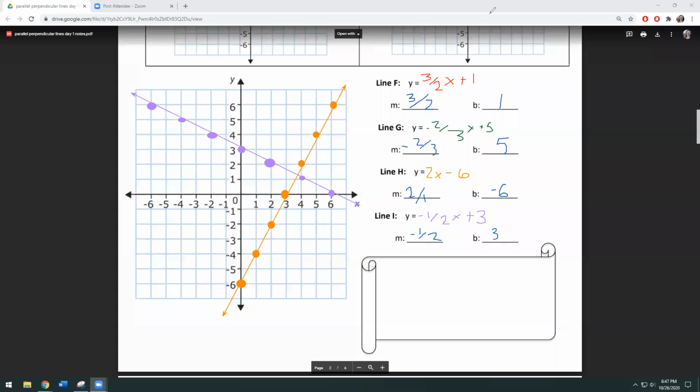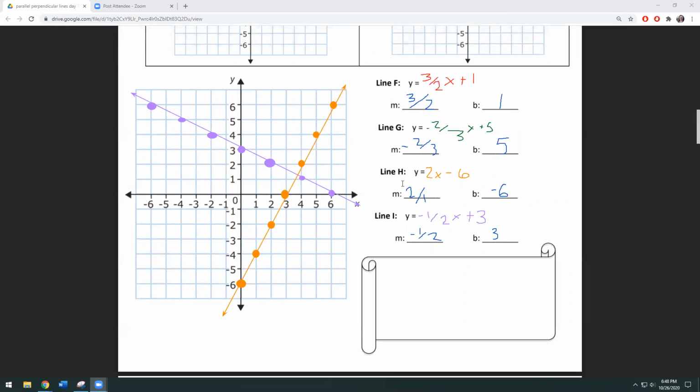So hopefully you got about the same thing. So I've got my graph shown on the left there, and I want you to look at the slopes of these two lines and those two lines. So lines F and G, and then lines H and I, and see what you see. We know that both of those sets of lines represent perpendicular lines. So line F and G are perpendicular, and line H and I are perpendicular.